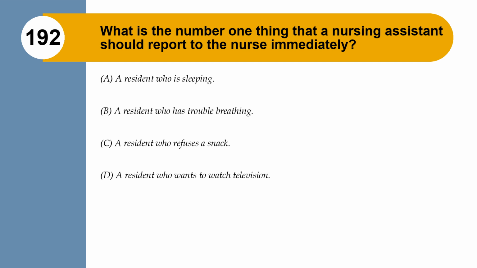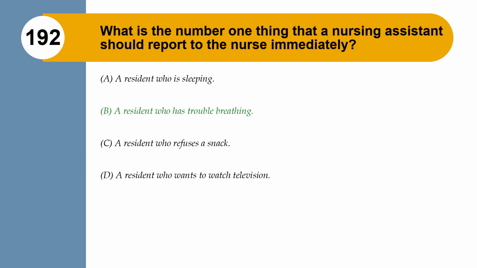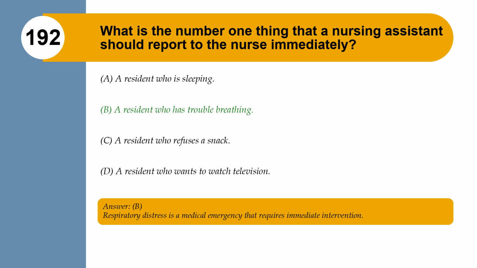Question 192. What is the number one thing that a nursing assistant should report to the nurse immediately? Option A, a resident who is sleeping. Option B, a resident who has trouble breathing. Option C, a resident who refuses a snack. Option D, a resident who wants to watch television. The correct answer is option B, a resident who has trouble breathing. Explanation. Respiratory distress is a medical emergency that requires immediate intervention.